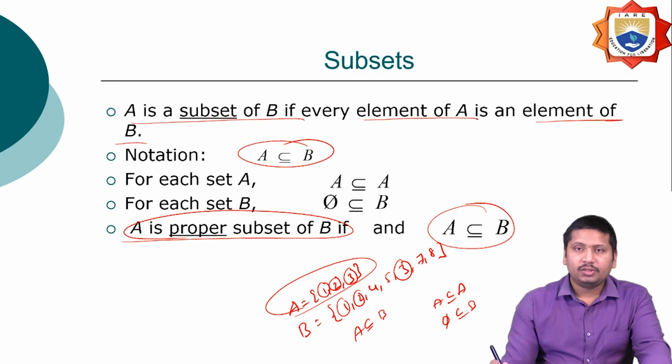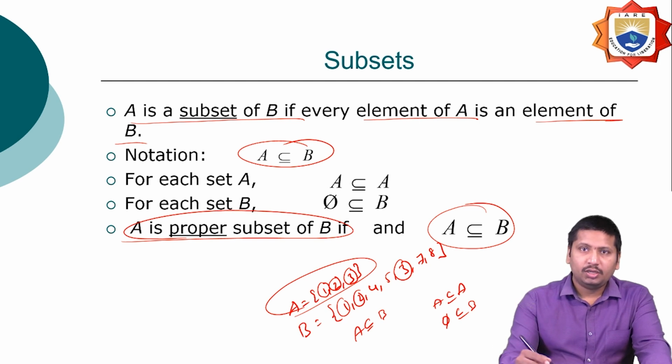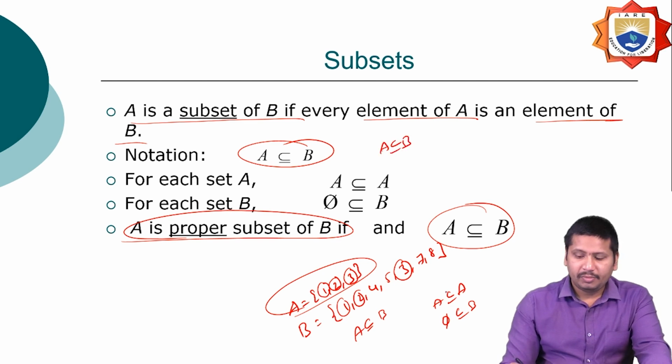Okay, so for every set there should be an element. The notation means, how can you write A is a subset of B? If all the elements are present, then it should be a subset. Every null set should also be a subset, and A is a proper subset if and only if A is a subset of B.